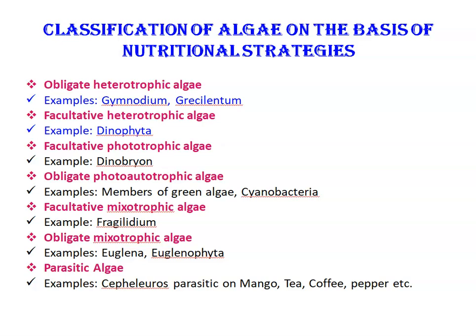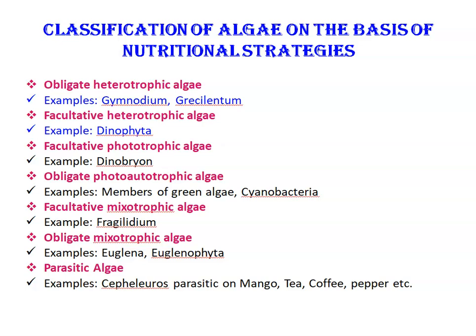Next type is facultative mixotrophic algae. Facultative mixotroph means algae belonging to this group obtain nutrition through photoautotrophy as well as heterotrophy. Example is Fragilidium. Then obligate mixotroph. Algae belonging to this group primarily obtain nutrition through photoautotrophy and need B complex vitamins, amino acids and fatty acids for growth. Example Euglena and Euglenophyta.